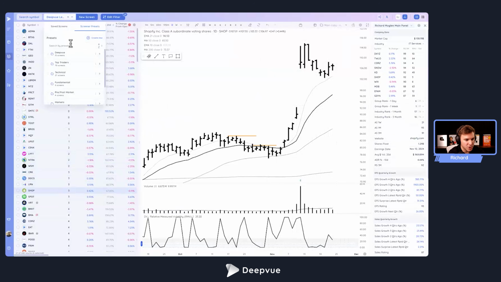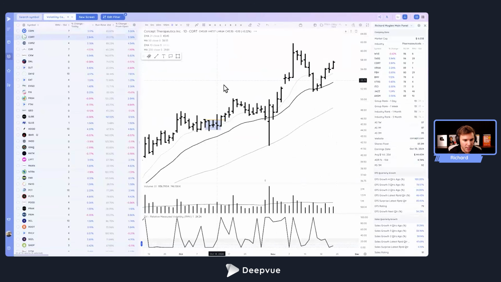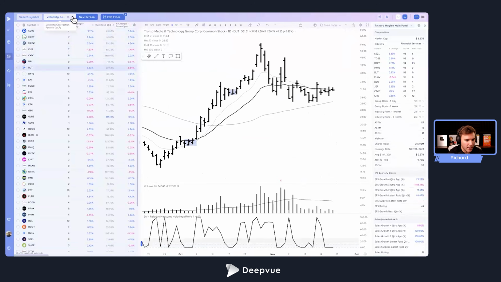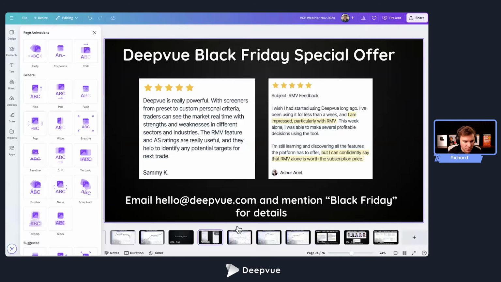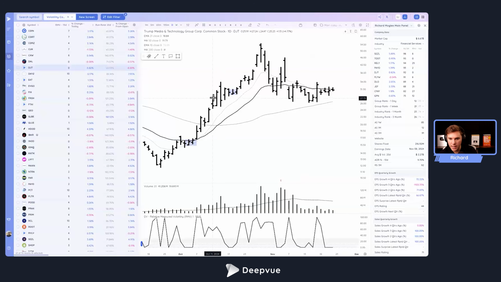The other way, as I mentioned, is you can just go to Screener Presets and type in Volatility Contraction Pattern, and then these will show up. These are names that are still tight and have shown a lot of power, and you can use the other screen as well. If we go back to this one, the tight range screen, that's also another good one to sort by. So let's go ahead and go through a few names that you guys suggested here.